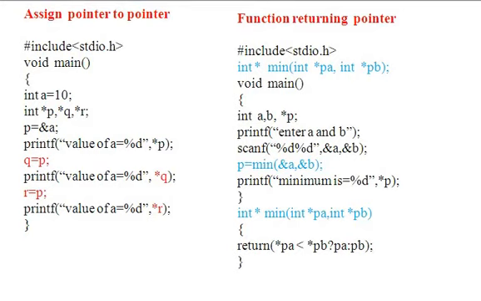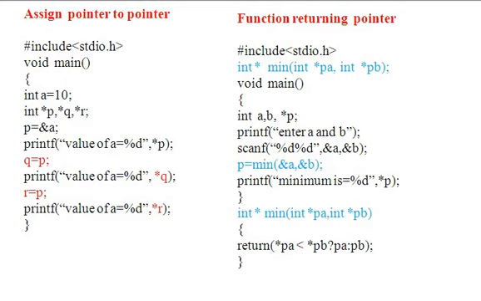Look at the next statement. Q is equal to P. The address of A, which is assigned in P, is now assigned to Q. So whatever is in P is assigned to Q. So *Q obviously gets the value of A itself. And R is equal to P. Whatever the value in P is assigned to R. So *R gets you the value of A.